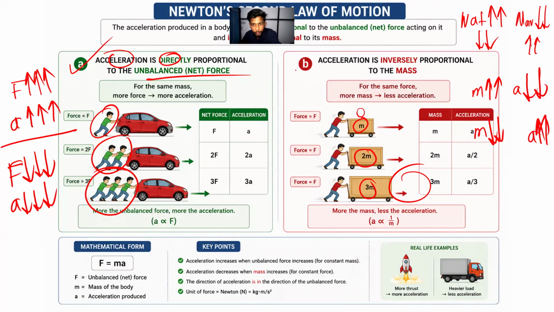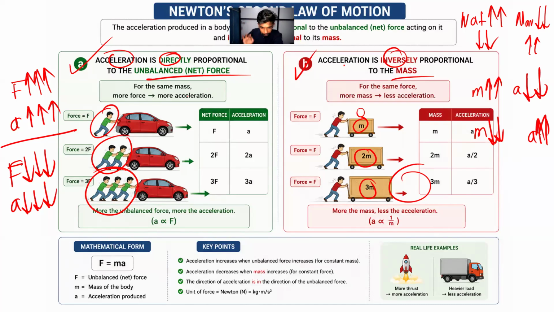Now come to part 2. Acceleration is inversely proportional to mass. Did you get that idea, regarding the A part and the B part? Acceleration is directly proportional to force. Acceleration increases when the force increases. Acceleration is inversely proportional to mass. If the mass increases, acceleration decreases. Okay, we have discussed two laws.